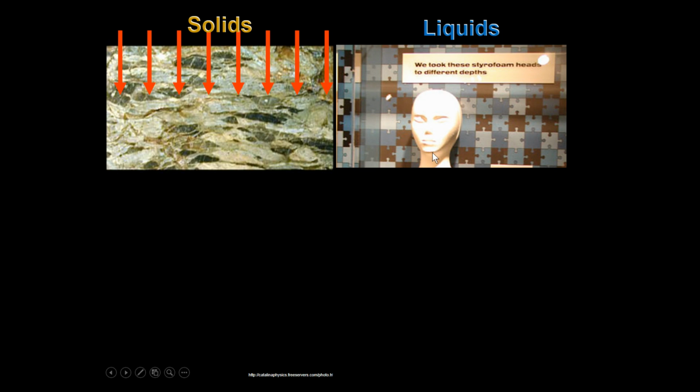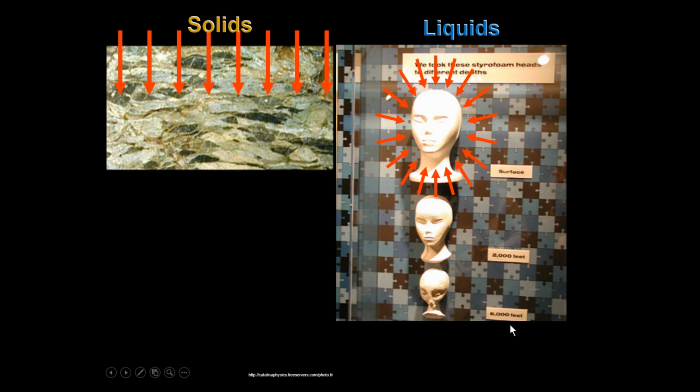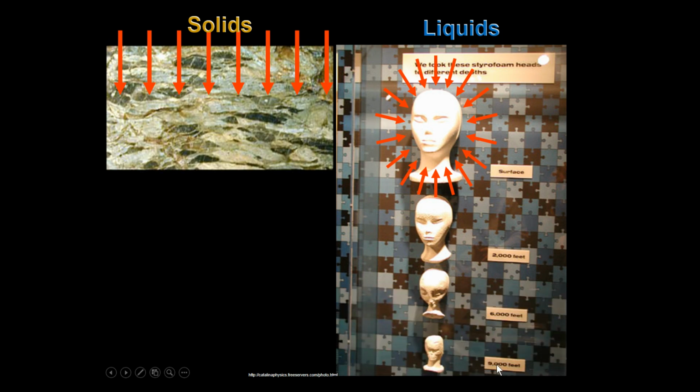This is a styrofoam head from a mannequin, and if that was submerged in the ocean, the pressure would be in all directions on that. So here is that taken down to 2,000 feet below the surface, kind of crushed it, but from every direction. Now it's taken to 6,000 feet, and there was a lot of pressure on that, taken all the way down to 9,000 feet. That's almost 2 miles. That's pretty deep in the ocean.